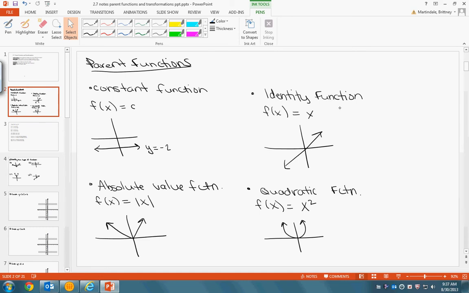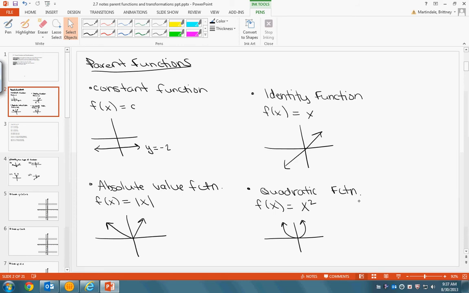The next one is the identity function, f of x equals x. So the line y equals x, if you go back to Algebra 1, is just this line. It starts at (0, 0), up 1, right 1, and that's the identity function. Absolute value function, by now you should realize that it's going to always be a V shape. So the parent function of the absolute value function has ordered pairs (0, 0), (1, 1), (-1, 1), etc. Quadratic function is going to be a U. It's a parabola. So (0, 0), (1, 1), (-1, 1) again.